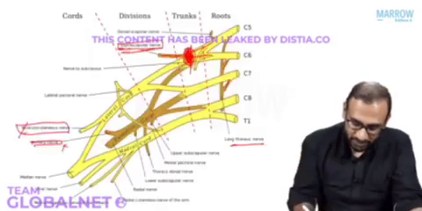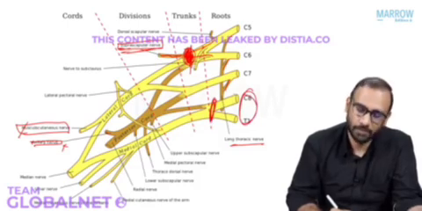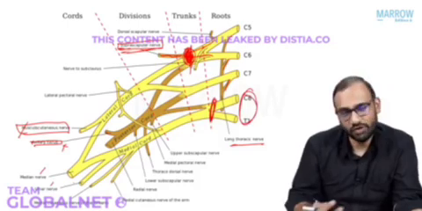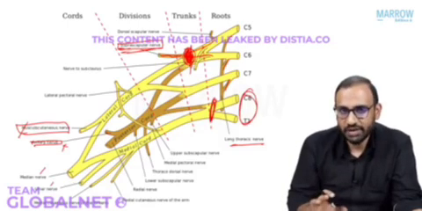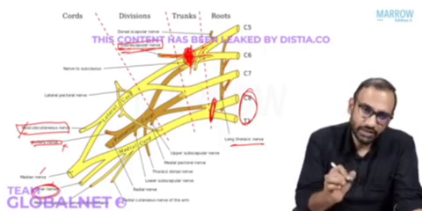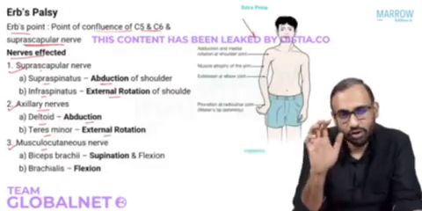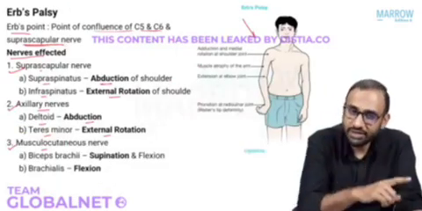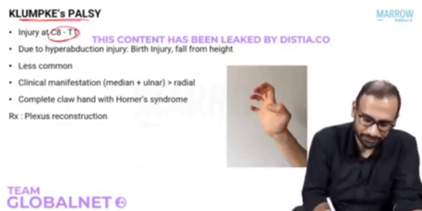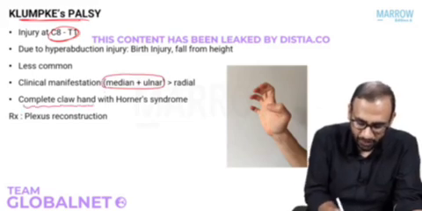And when lower roots and trunks of the brachial plexus get injured, what will be the manifestation? C8-T1 will be affected. Now, if you recall the remaining nerves, median nerve, ulnar nerve, and the radial nerve, all of them have a C8-T1 component, but the predominant C8-T1 component is the ulnar nerve. So C8-T1 being affected means what clinically? The patient will have claw. And because the C8-T1 of median is also affected, the patient will have a complete clawing of hand. So median and ulnar nerve manifestation gives you complete clawing of hand.